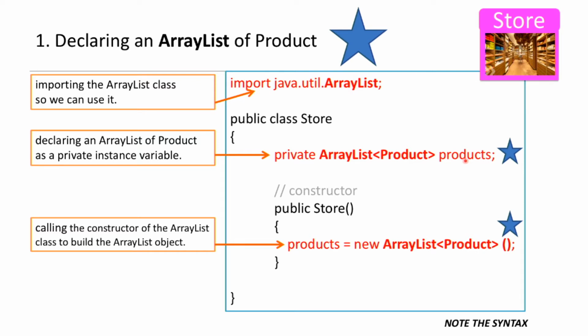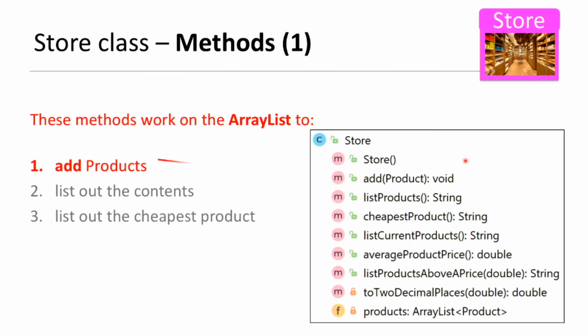So this is an important slide for using array lists: how to import the ArrayList class, how to declare the ArrayList variable, and then how to initialize that variable. We're going to look at three methods in today's class: adding a product, listing products, and the cheapest product. The other methods we'll implement next week.